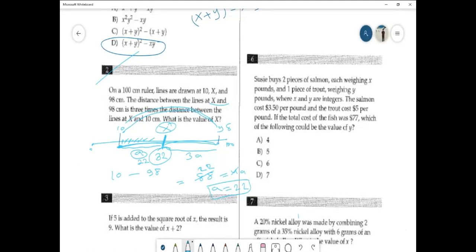Sir, why is x 32? I didn't understand. Okay, I will explain that part again. I found that the distance between them is A, and A is equal to 22, right? Any problem until this part? No. Okay.